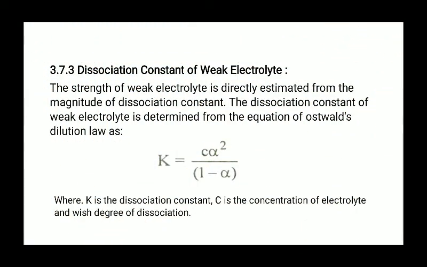Now today we shall discuss the dissociation constant of weak electrolyte. The strength of a weak electrolyte is directly estimated from the magnitude of the dissociation constant. The dissociation constant of a weak electrolyte is determined from the equation of Ostwald dilution law. K is equal to C alpha square upon 1 minus alpha, where K is the dissociation constant, C is the concentration of electrolyte, and alpha is the degree of dissociation.